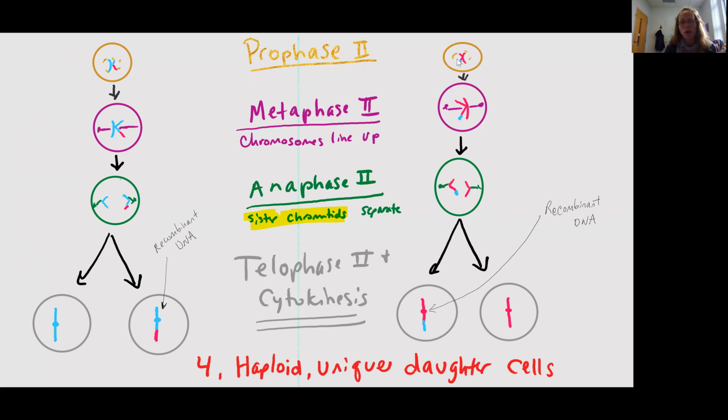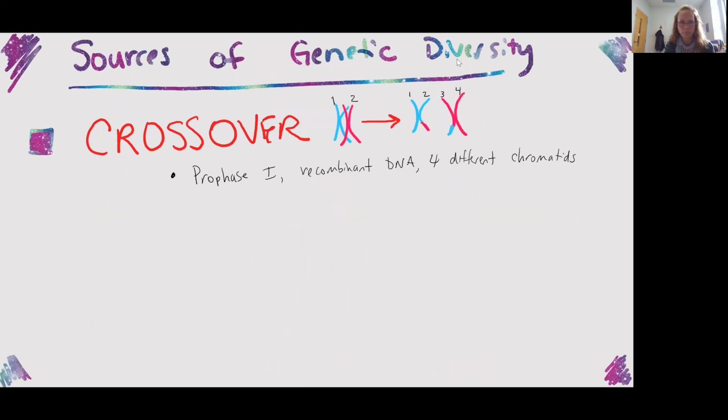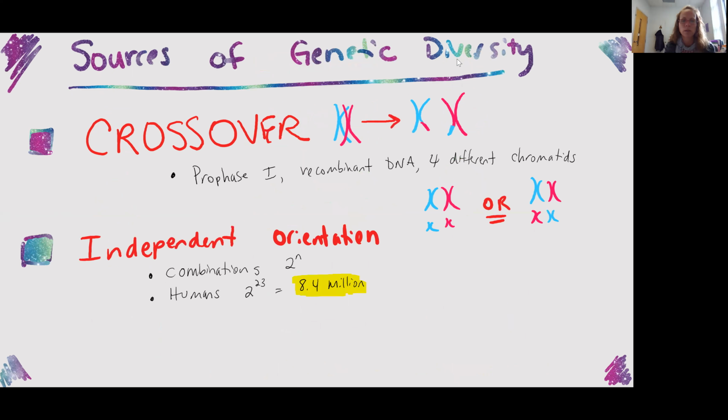Also, if we're representing this with more than 1 pair of chromosomes, we could get different outcomes depending on how we line them up because of that independent orientation. So there's lots of room for diversity here during meiosis. Crossover is one of our important sources of diversity. So we've talked about this many times. That formation of that recombinant DNA has given us 4 possible chromatids instead of just 2 possible chromatids.